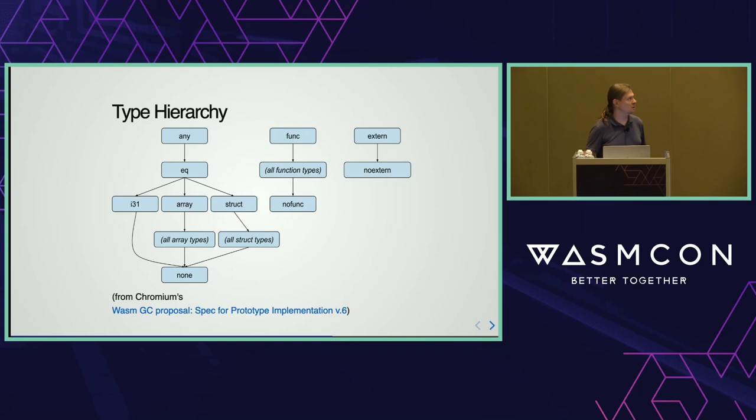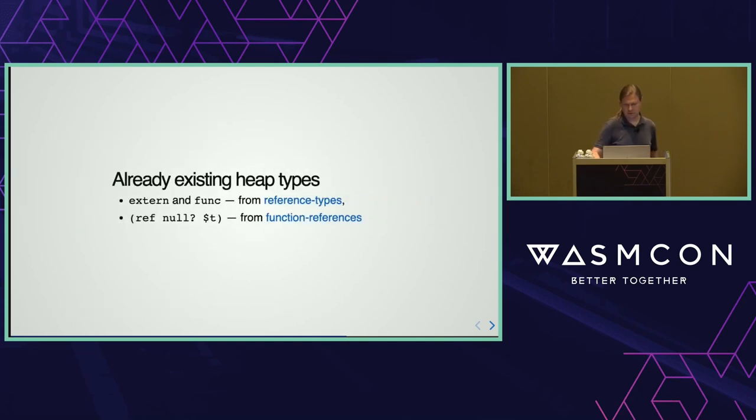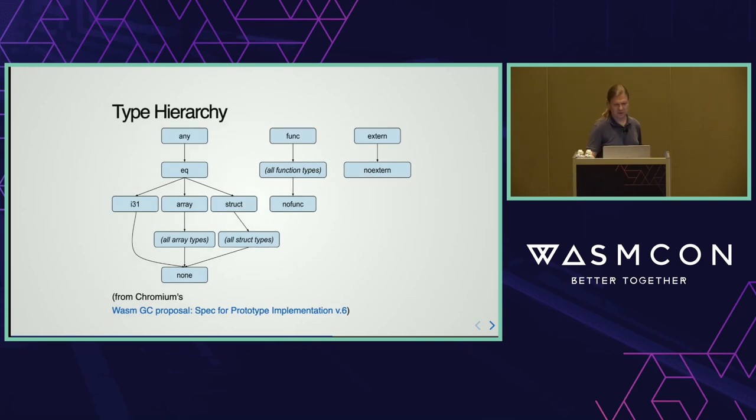So here we see the type hierarchy. Of course, func and extern types have been added by previous proposals, reference types and function references. Everything else here is added by Wasm GC. And the picture is courtesy of a spec for the prototype implementation in Chromium.